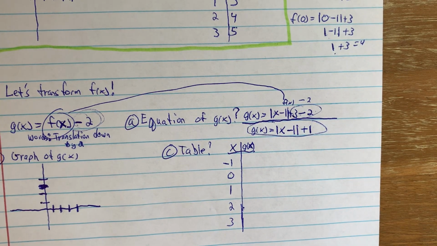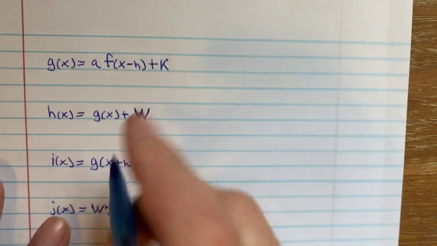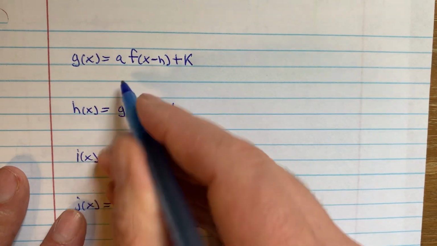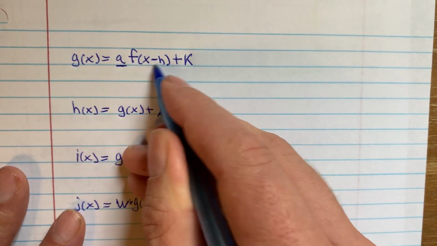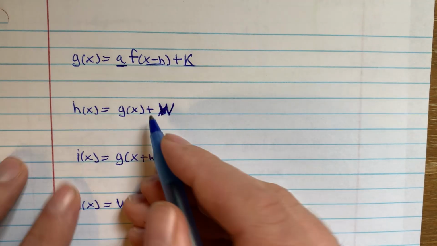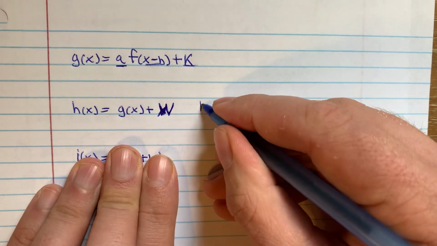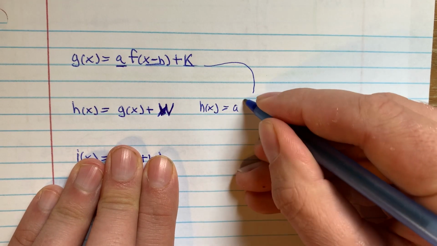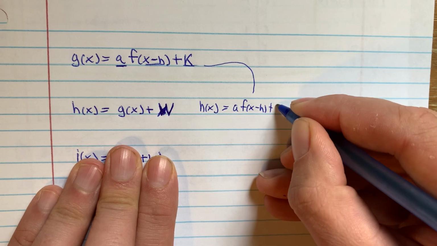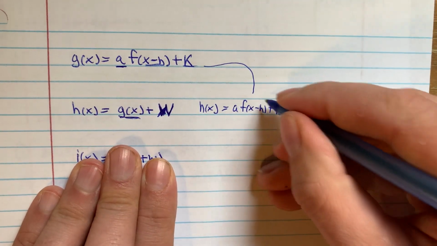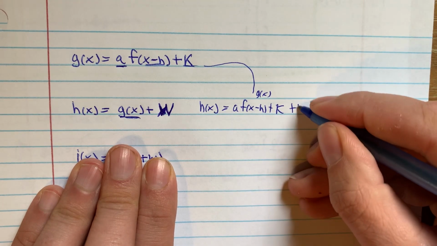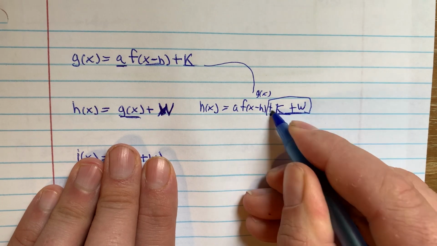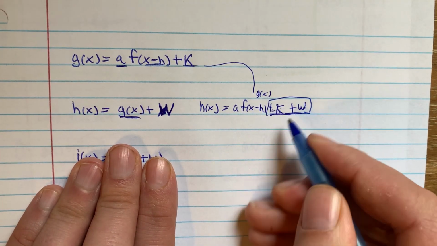Now, I want to show you a general rule. If we have a general function, g of x equals a times f of x minus h plus k, so this is our transformation form. This is what it's being stretched by, shifted left or right, shifted up or down. What happens when we add something to it? Well, h of x will equal this g of x, so a f of x minus h plus k, that's what g of x was, so this is g of x, plus w. And what will always happen is we'll just add it with the other one that's outside of the parentheses. We'll always be able to combine these.